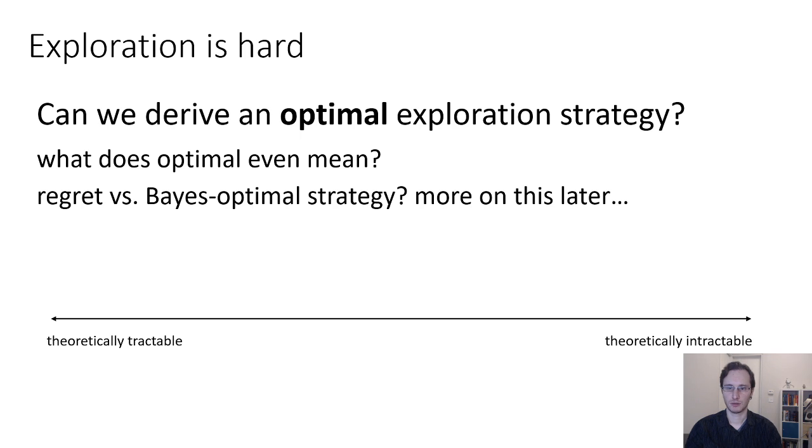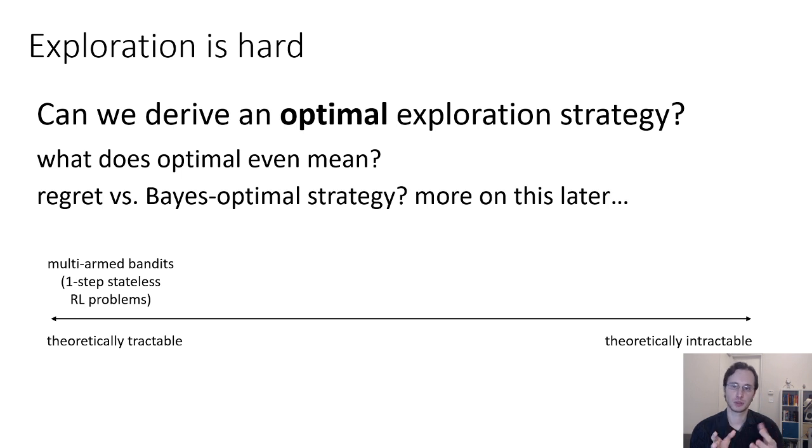We can kind of place different problem settings on a spectrum from theoretically tractable to theoretically intractable. Theoretically tractable means that we can quantify or understand whether a given exploration strategy is optimal, meaning that it's close to this Bayes optimal strategy, or suboptimal, meaning it has much worse regret than the Bayes optimal strategy. Intractable means that we cannot make this estimate exactly in that setting.